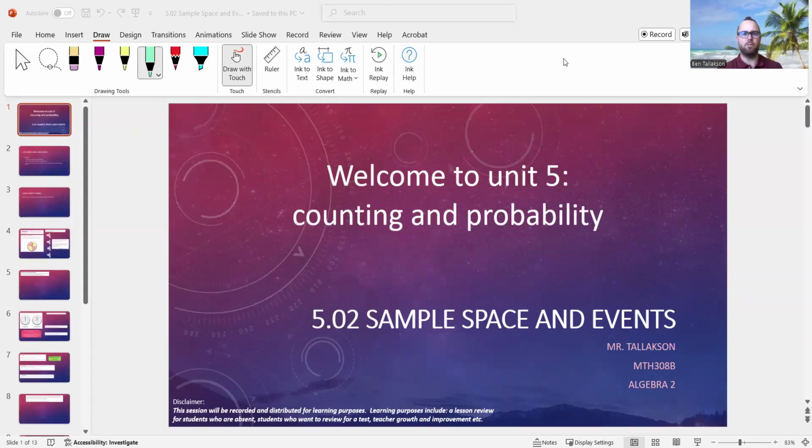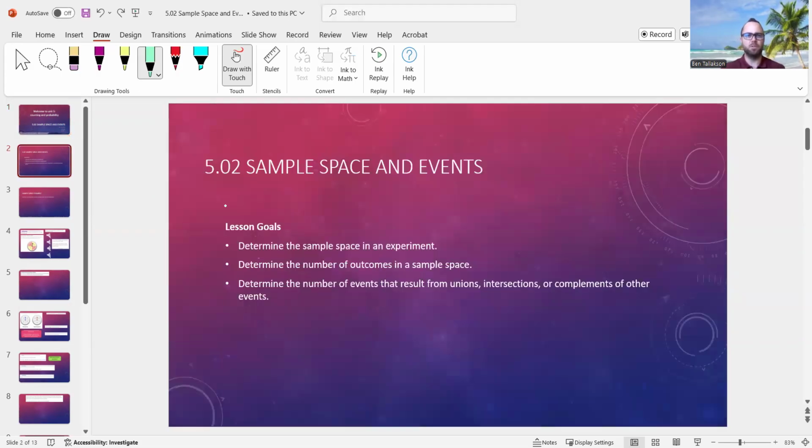Welcome to Unit 5. We're getting closer and closer to the end of the school year, and Unit 5 is going to be different from any unit you've seen so far. It's all about counting and probability, which I think you'll find pretty interesting. Our first lesson, 5.02, is about sample space and events. So let's take a look at our goals.